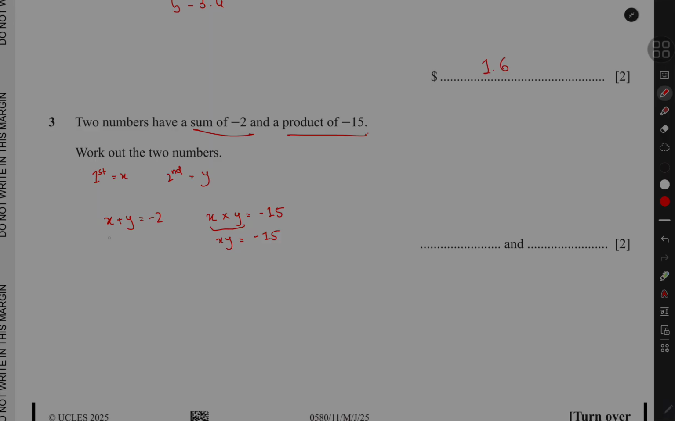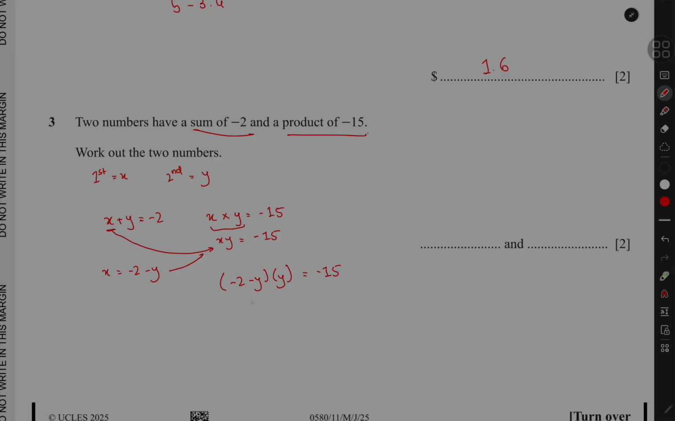Now what we should do is take one variable and substitute its value into the other equation. So what I'm doing here is x equals -2 - y. Now I can use this and put it here, which would be (-2 - y) multiplied by y, which is equal to -15.